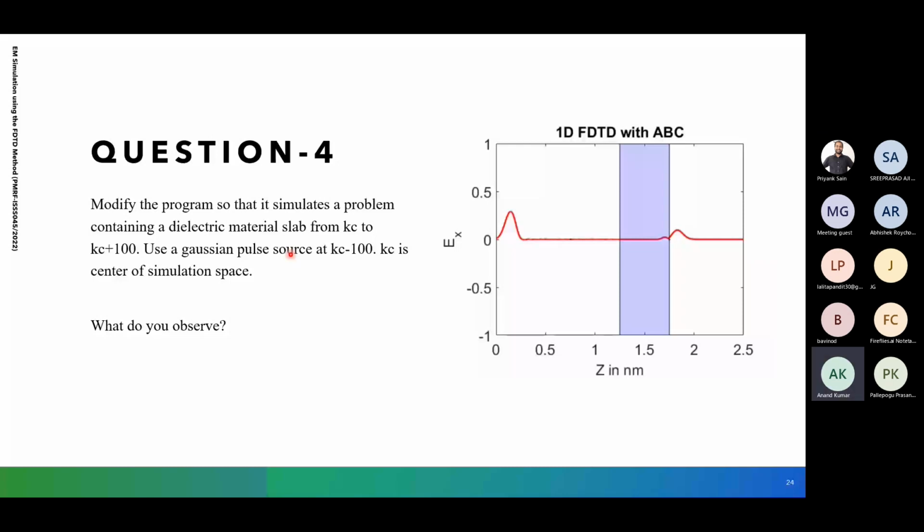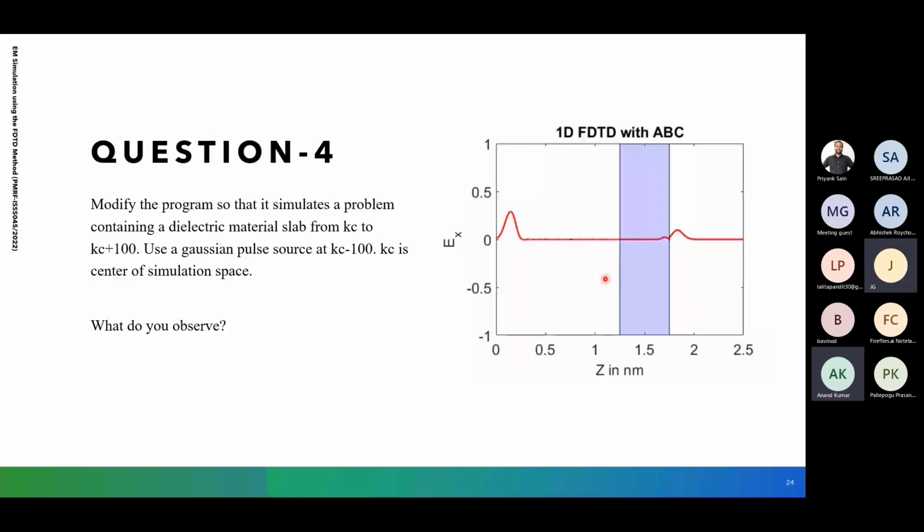Any questions on question 4? No, I have a question on question number 3. In general, what is the meaning of Kc plus 100? For example, 100 is a point to the right with respect to the central part, right? Yes, yes, yes.